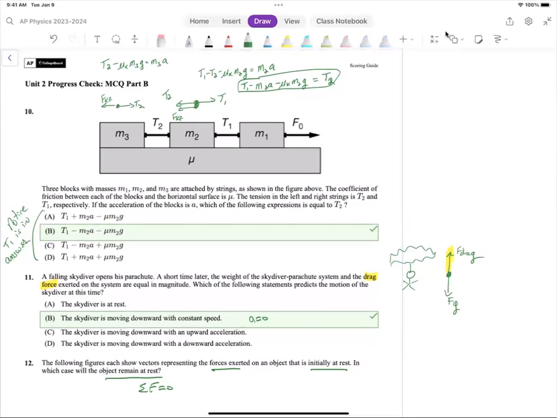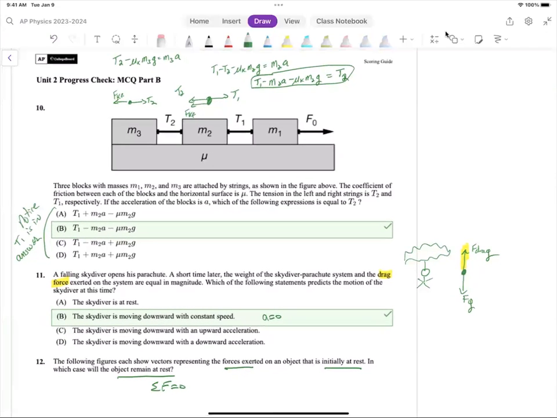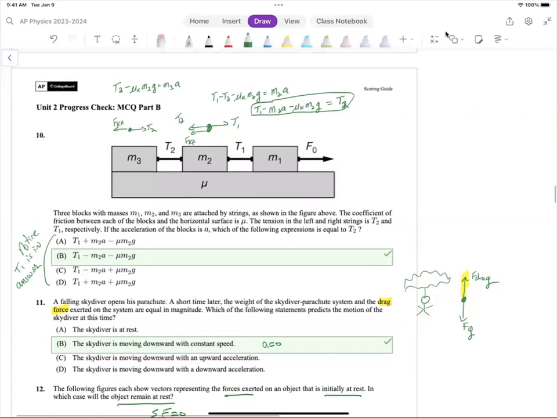I like these kinds of problems, by the way, these blocks like this. M1, M2, M3. I got T2, T1, force 0. Three blocks with masses M1, M2, M3 are attached by strings as shown in the figure above. The coefficient of friction between each of the blocks is mu. So all the blocks have the same coefficient. The tension in the left and the right strings are T1 and T2 respectively, or vice versa. The acceleration of the block is a. Which of the following expressions is equal to T2?